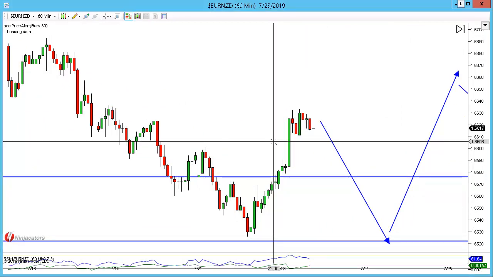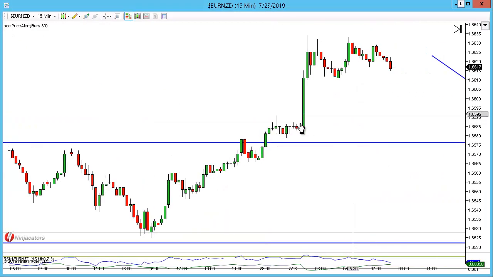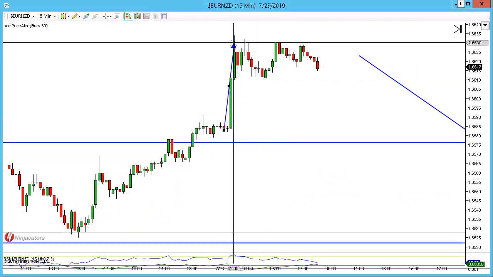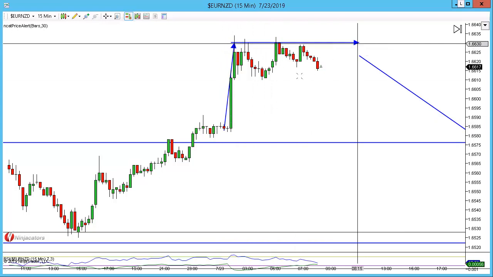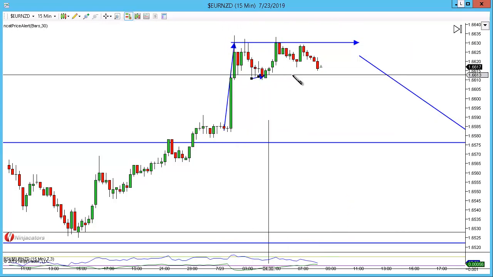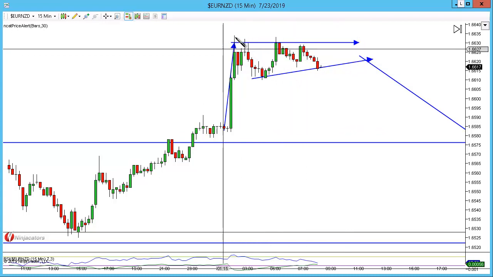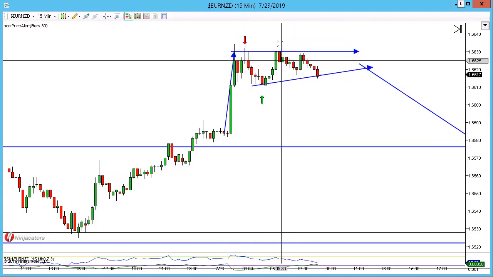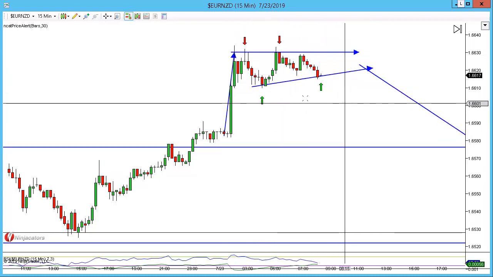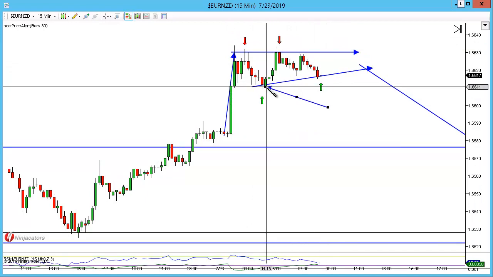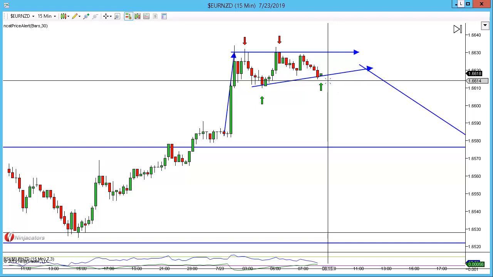If I just drop down to the 15, we did have a potential triangle here looking like this. It is still a potential, to be honest. However, I do have a few concerns, but 1, 2, 3, this would be the 4th test down here. If this comes down to test the closes of the candles, this will be invalid.